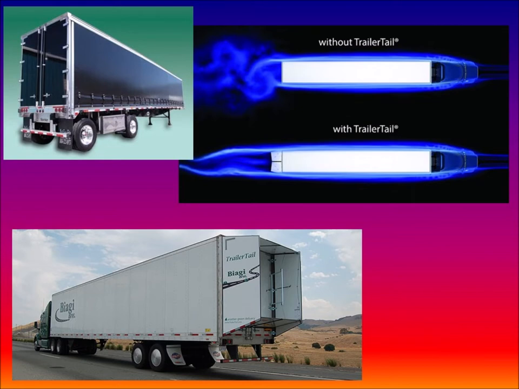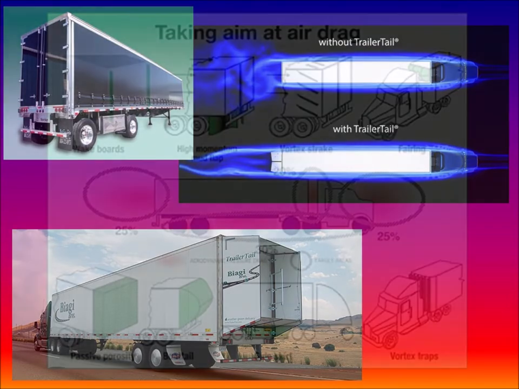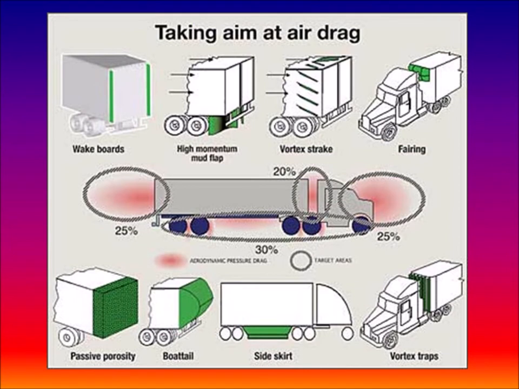And so this particular example here is called a trailer tail, and it's a folding set of panels because clearly they have to fold out of the way when the truck stops at the loading dock so that they can unload the materials. And this needs to be done very easily. But when they're driving down the road, if they fold this back into place, then the air returns to normal in a much cleaner way than it would otherwise do.